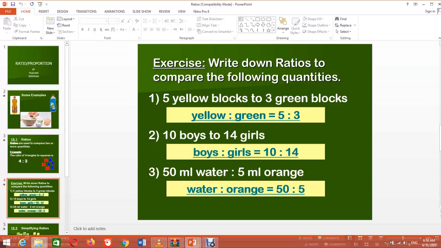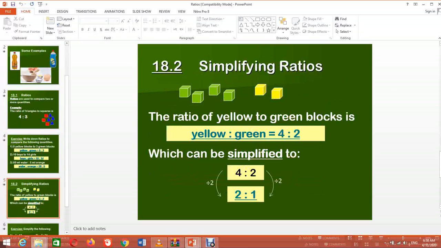2. 10 boys to 14 girls. The ratio of boys to girls is equal to 10:14. Then 3. 50 milliliters of water to 5 milliliters of orange. The ratio of water to orange is equal to 50:5.